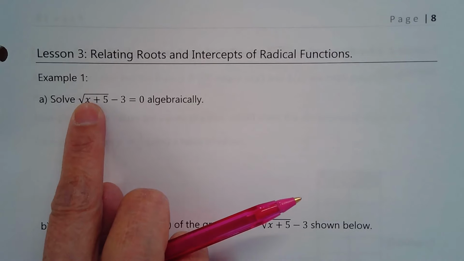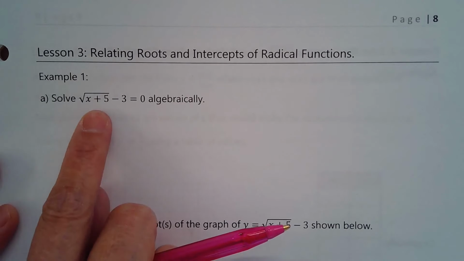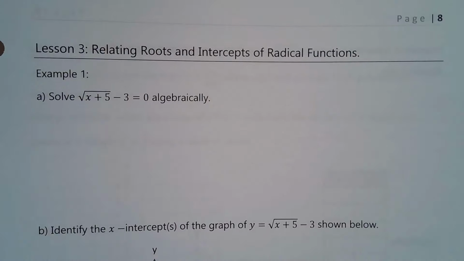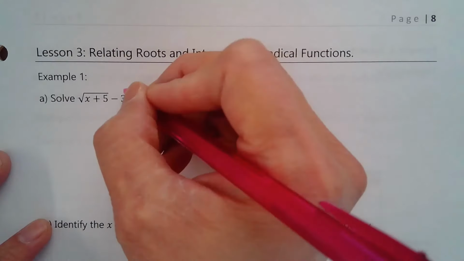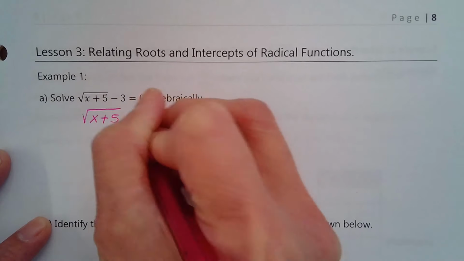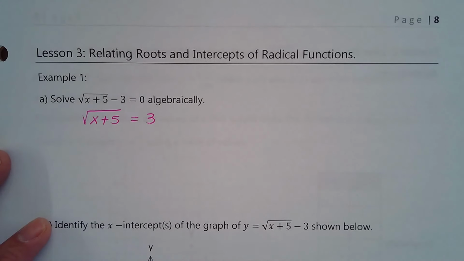Isolate means having it alone, by itself. Any thoughts on how we could do that? Okay, so I'm going to combine your thoughts. Take 3 to the other side. So I'm going to do what you say. So square root of x plus 5 equals 3. Take 3 to the other side of the equation, and that will give us a positive 3.